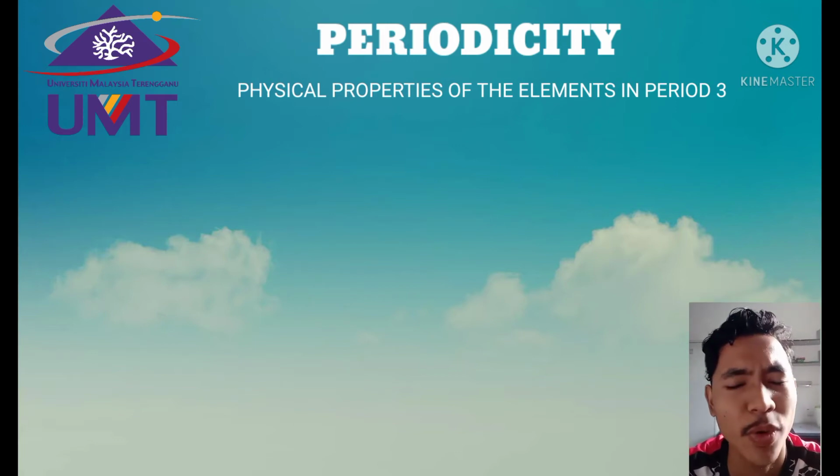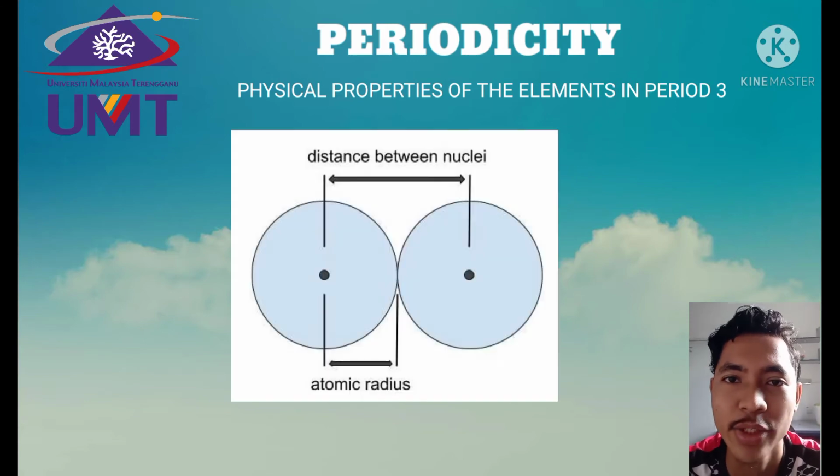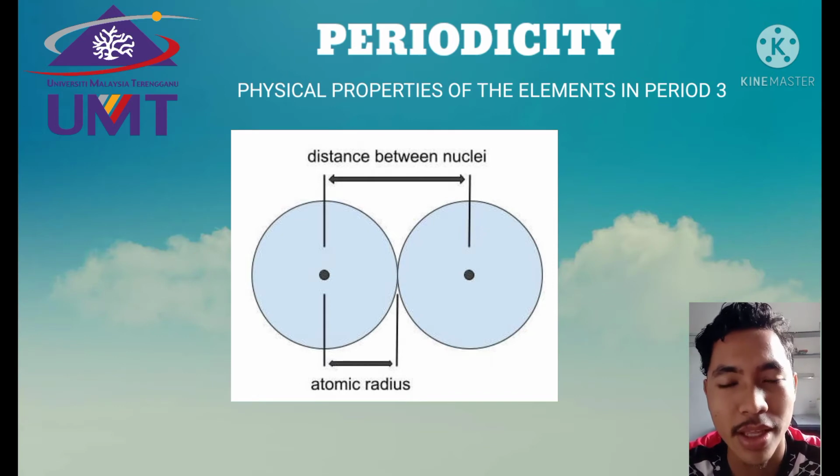Atomic radius. What is atomic radius? The atomic radius is the distance between the nucleus and outermost electron of an atom. The atomic radius is measured by taking two atoms of the same element, measuring the distance between their nuclei and then halving this distance.